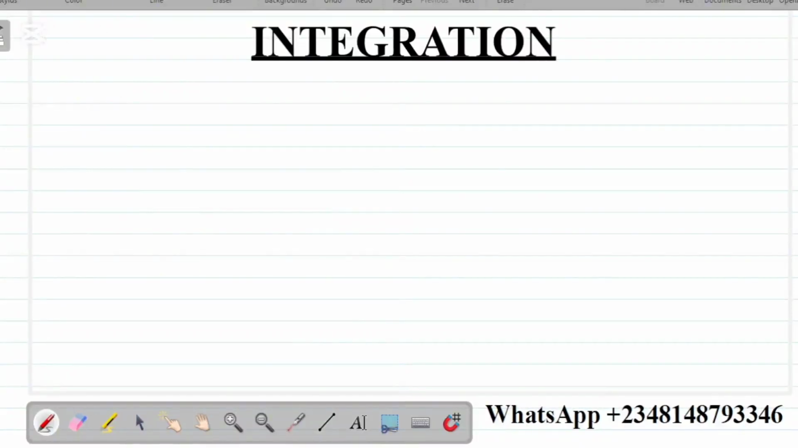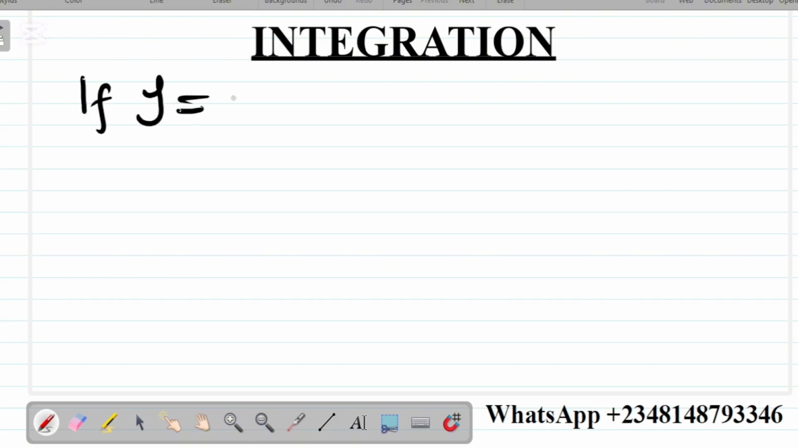So today we'll be dealing with integration. Integration is simply the reverse or opposite of differentiation. It is also known as antiderivative or anti-differentiation. Now let's consider this.